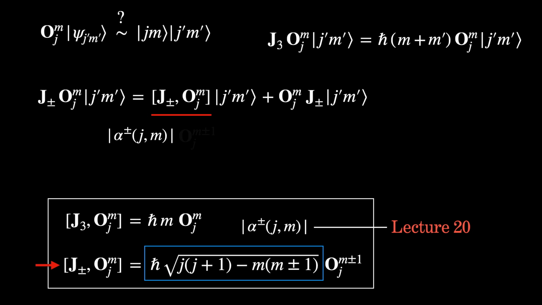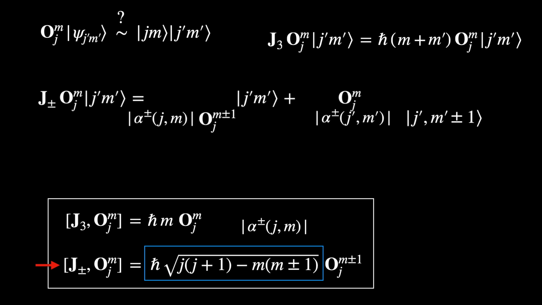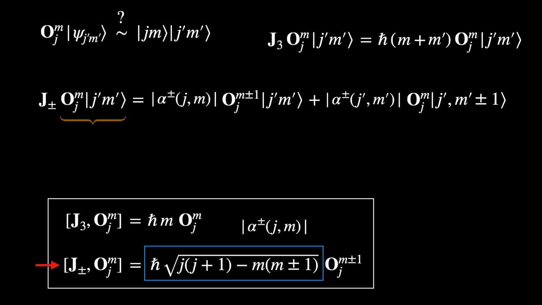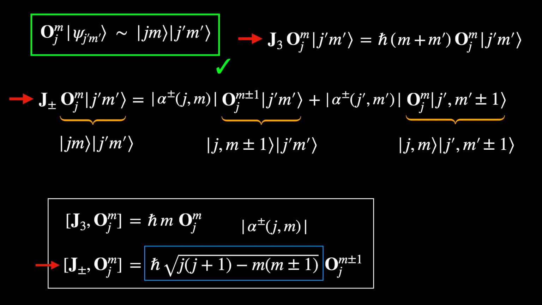Again, J plus minus has an identical effect on both the operator O and the angular momentum state. Once again, it is as if J plus minus is acting on the product of two angular momentum states. With these results, we have thus proven the equivalence of the two states in the green box.